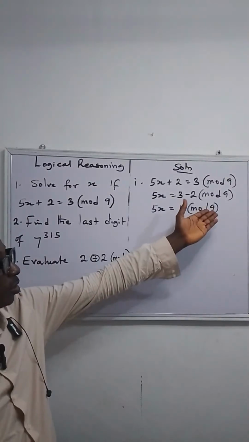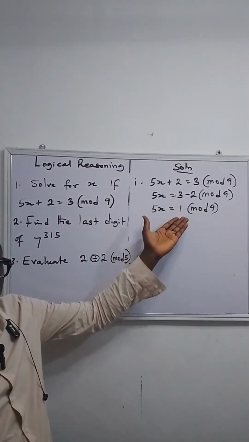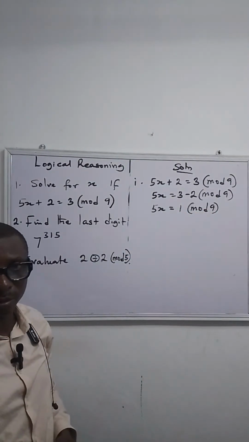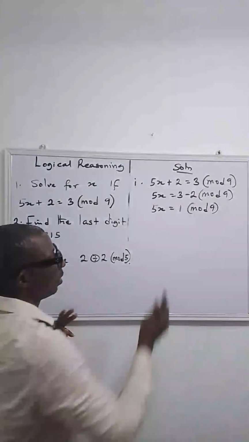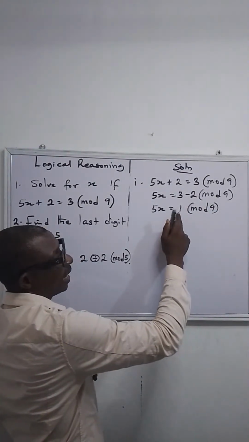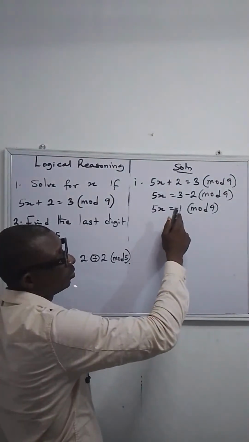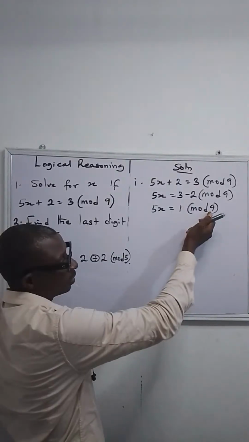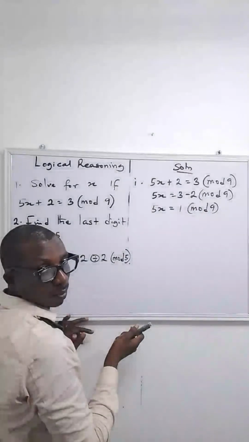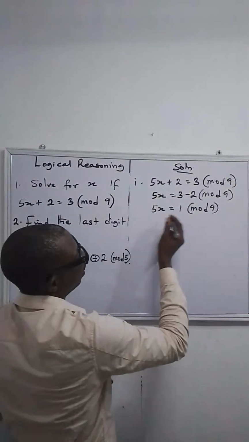Okay, since adding a multiple of the modulus to a number does not change it, now here, when you add 9 to this, you have 10. And 10 is divisible by 5. So that means adding 9 will work.